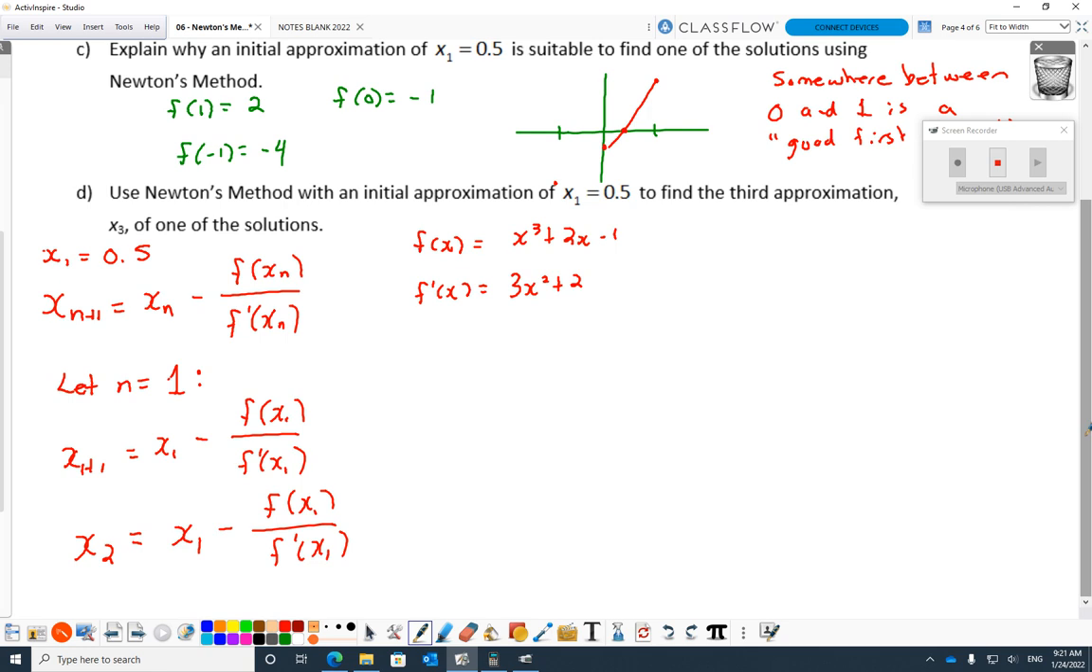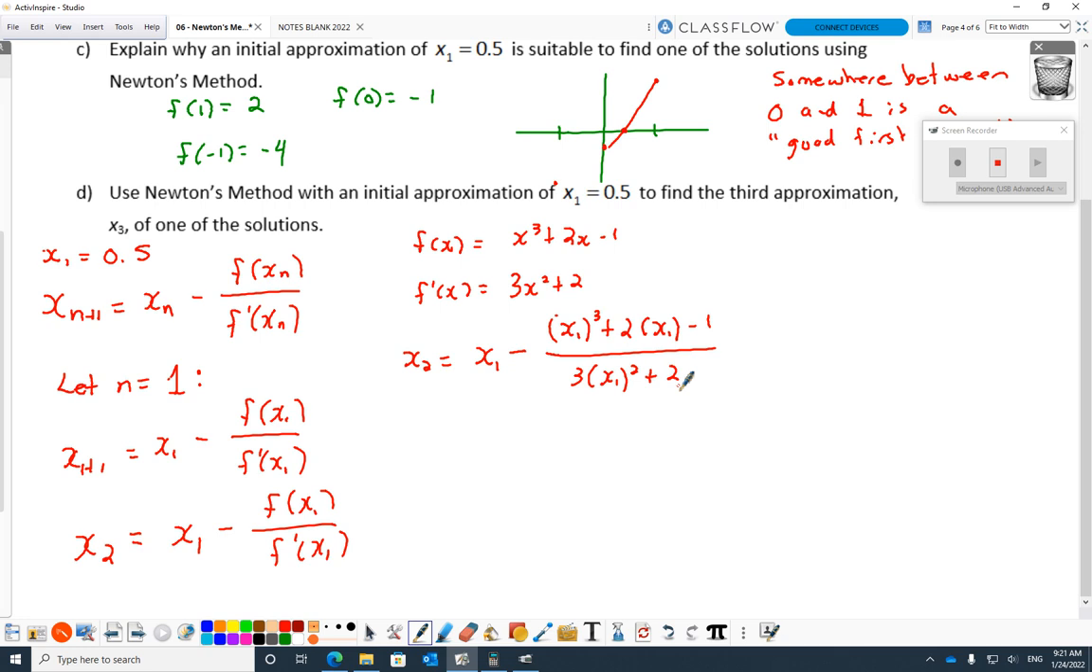So to get the second approximation, I take the first approximation, and then I go take that first approximation cubed plus 2 times that first approximation minus 1, all over 3 times that first approximation squared plus 2. Now, if you think I've made it more complicated by the way I've subbed that in there, I'm up to something shockingly cool.